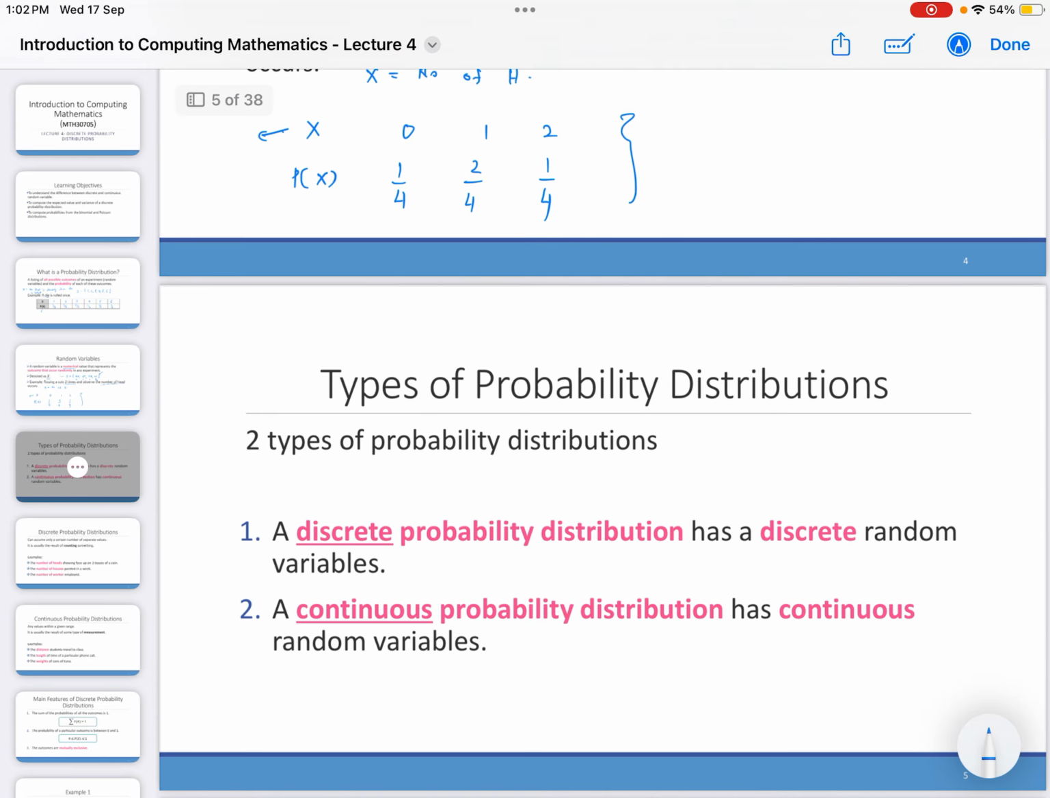Okay, there are 2 types of probability distribution. The first one is the discrete probability distribution, which has discrete random variables. And the second one is the continuous probability distribution, which has continuous random variables. So what are the differences between these two?